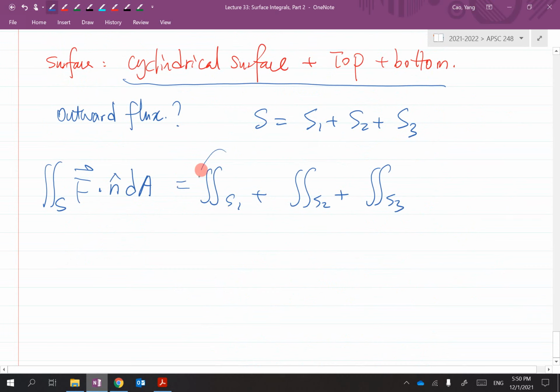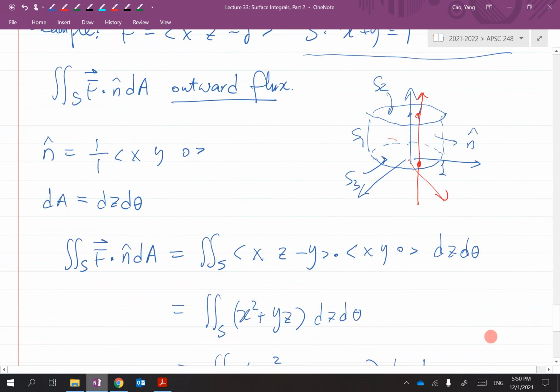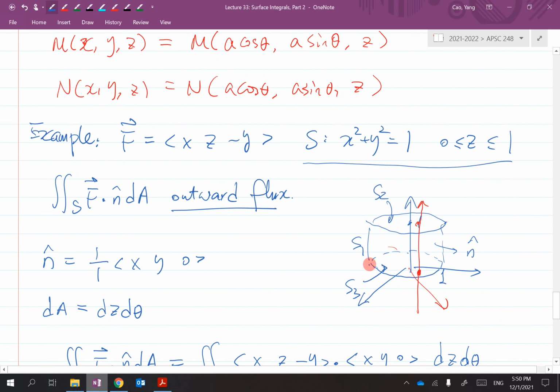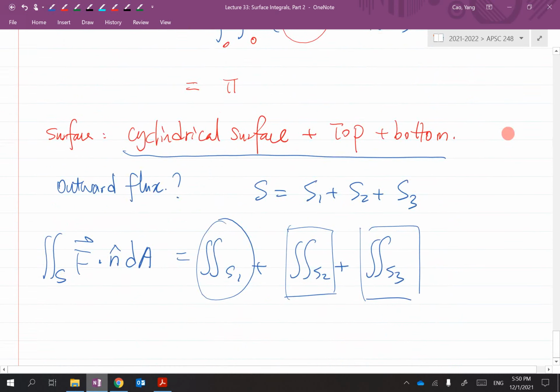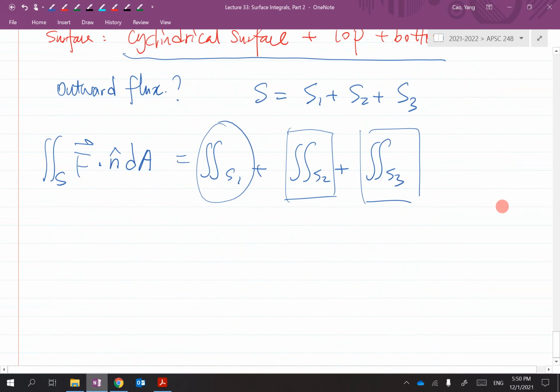And this one we just did. The question basically is, what about these two, S2 and S3? One is the bottom and the other one is the top. Then you have to identify what kind of surface S2 is. Both S2 and S3 are exactly what case? Case 2, right? They are both parallel to the xy plane. So you need to use the case 2 formula to calculate this surface integral.